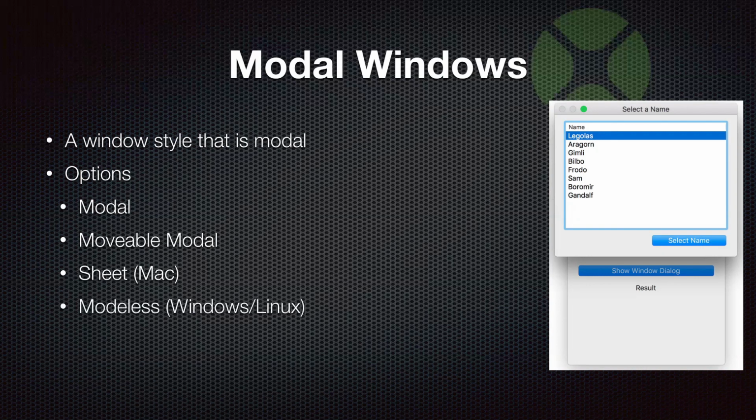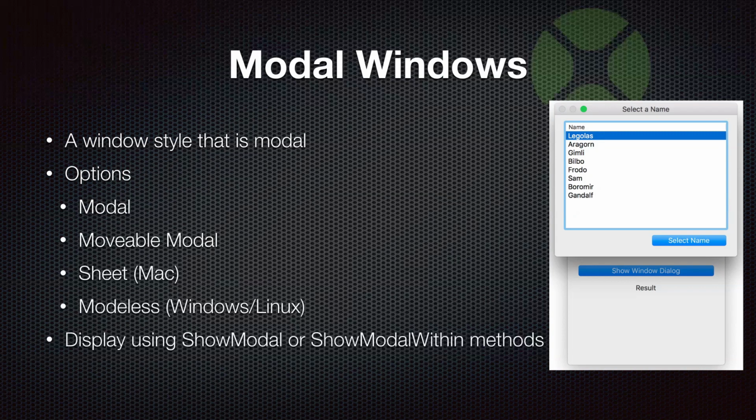Windows and Linux have a similar type of modal called modeless. It's not directly attached to the parent window like it is on Mac, but it functions as if it were. And essentially, to use this technique, you just design your window how you want. You pick one of those window styles. And then when you show the window, you use either ShowModal or ShowModalWithin, in the case of sheet windows, to display it within a parent window.